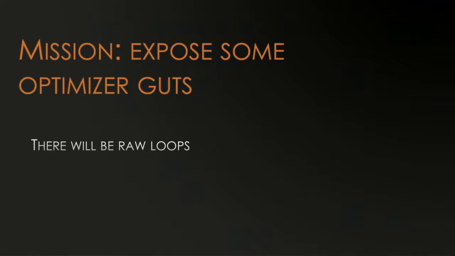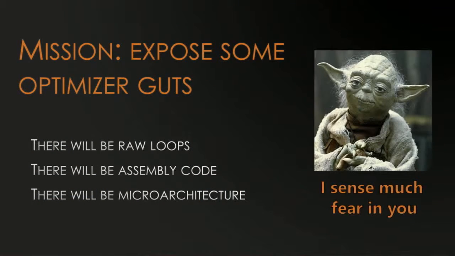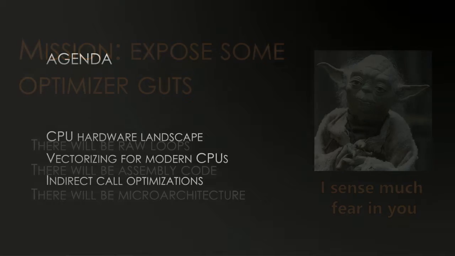It's going to be a pretty low-level talk. It's going to be a little bit different than what the past talks have been. There's going to be raw loops, Sean. There's going to be assembly code. There's going to be microarchitecture diagrams. It's necessary, though, or at least I think it's necessary, to talk about some of the compiler optimizations from the point of view of the hardware. We really need to go into these assembly code microarchitecture type things.